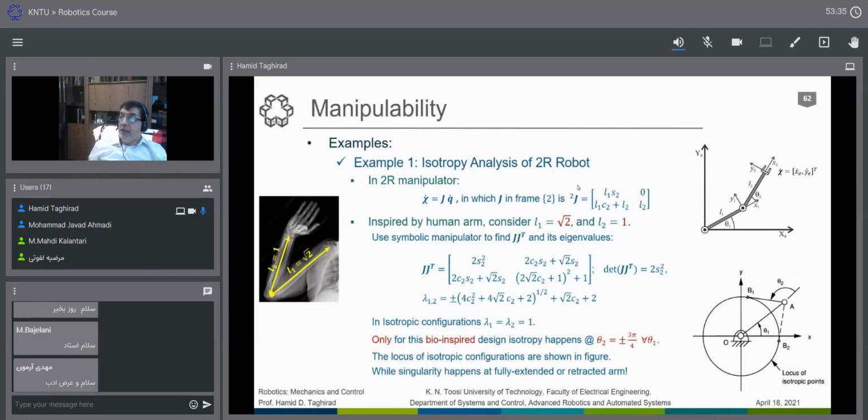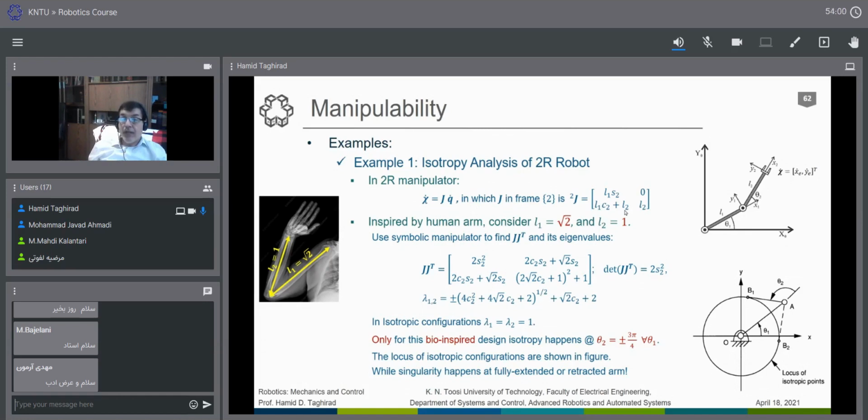So we have a Jacobian which is dependent on L1, L2, and also sine of theta 2 and cosine of theta 2. We can find J J transpose by symbolic manipulation, very easy. Of course, we can do it by hand as well. And we can find the determinant.